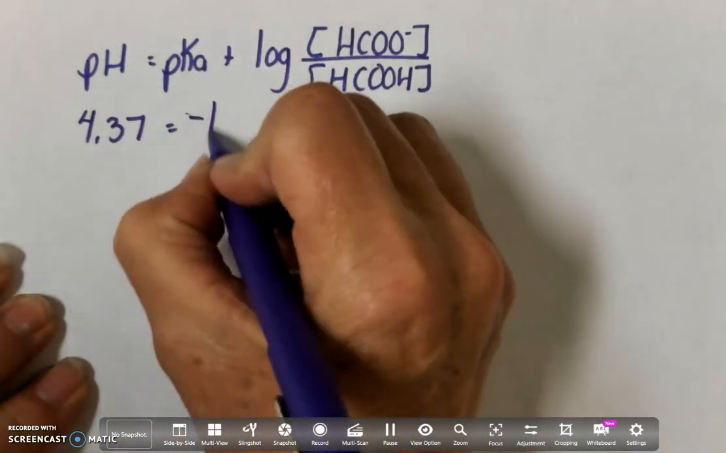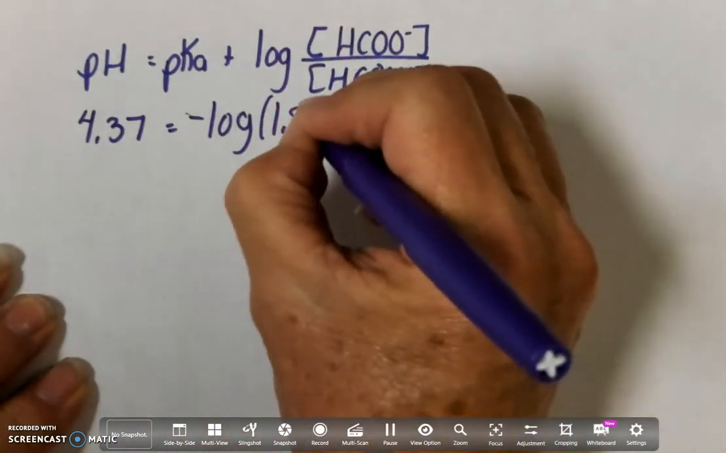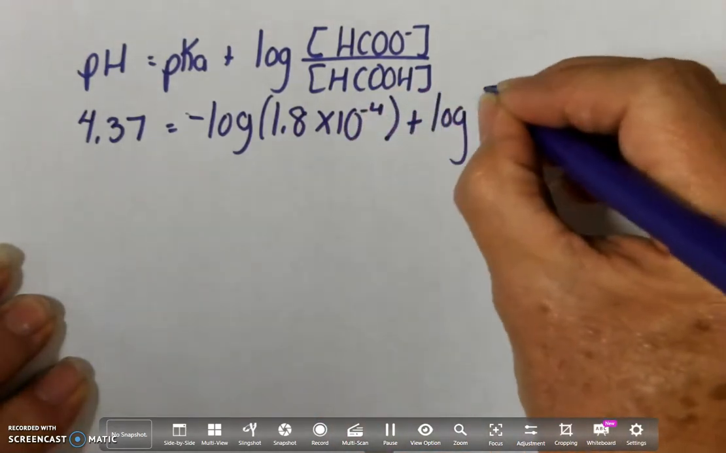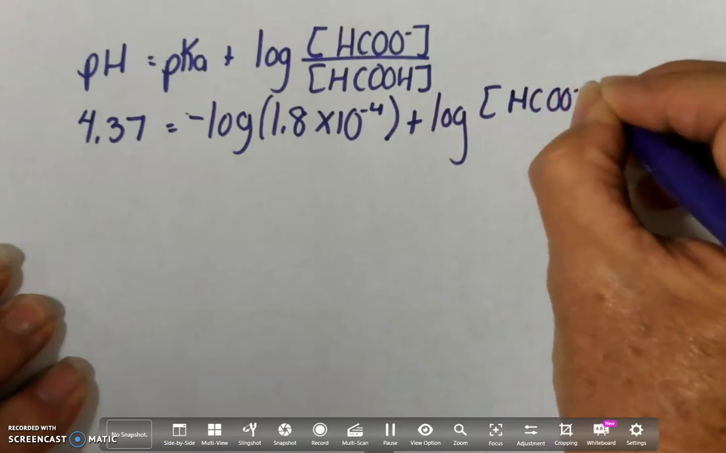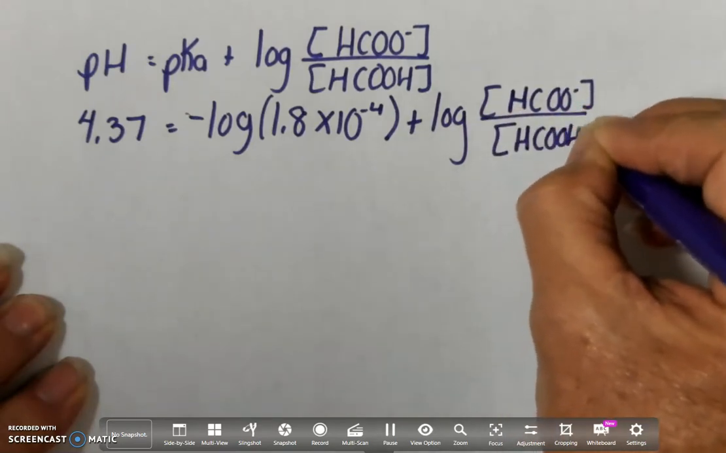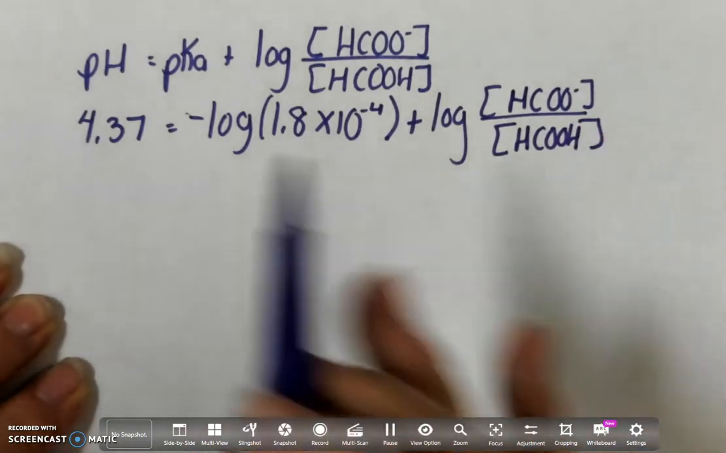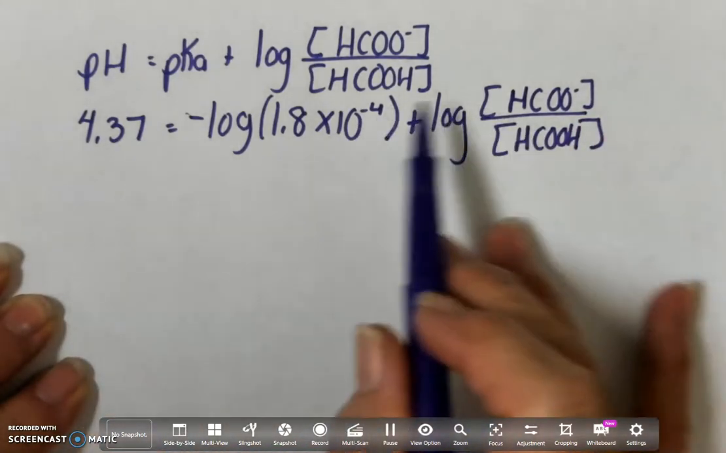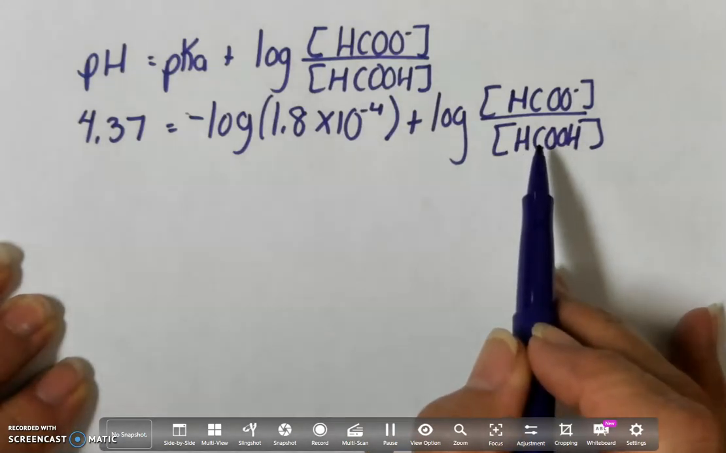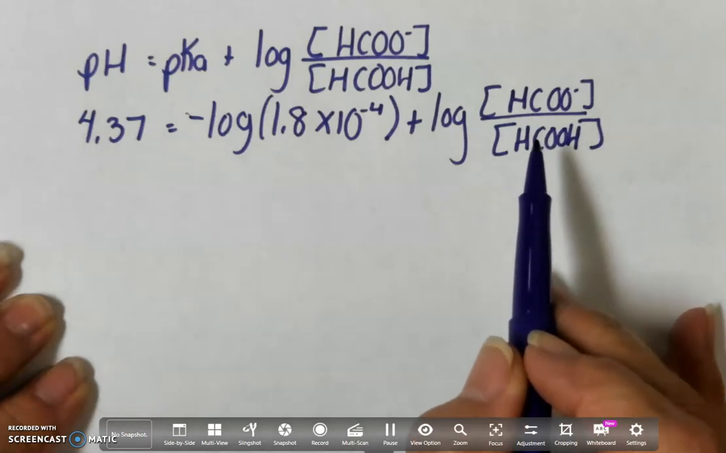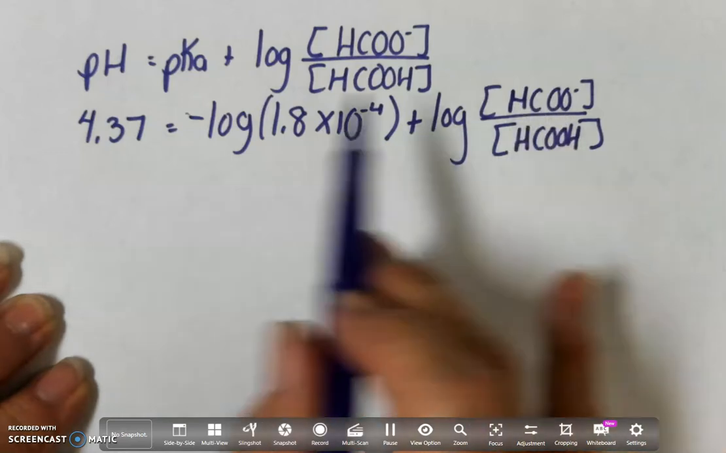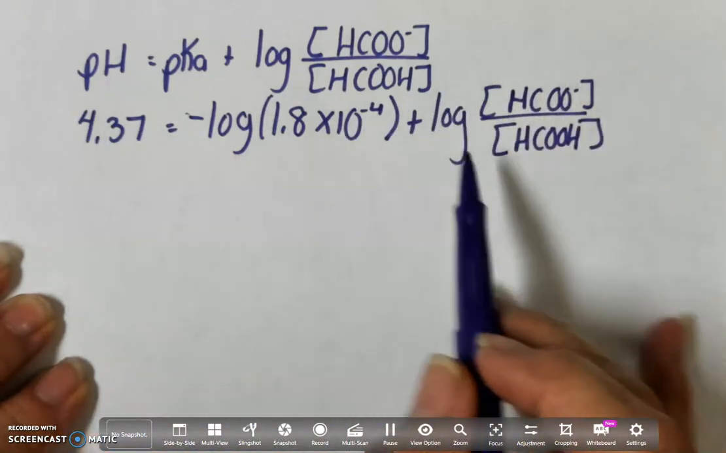is equal to the negative log of the Ka, which is 1.8 times 10 to the minus 4, plus the log of the conjugate base, or the salt, divided by the acid. Now, what's great about this is this is what I'm after right here, because if I find the molarity of my acid, then I can get my moles. I just calculated that. So let's go on. Let's plug everything in.